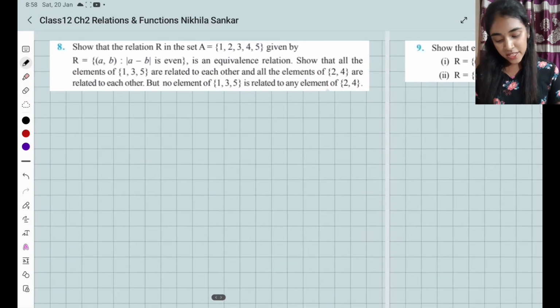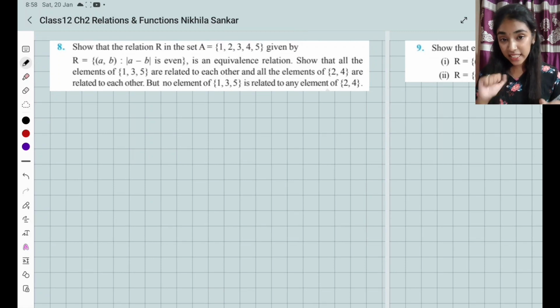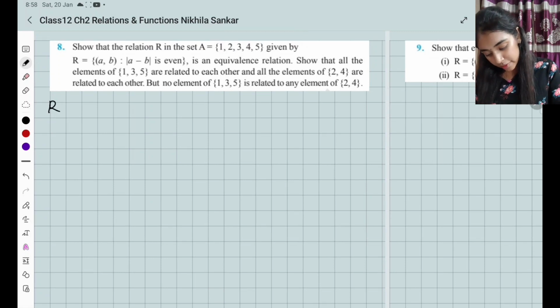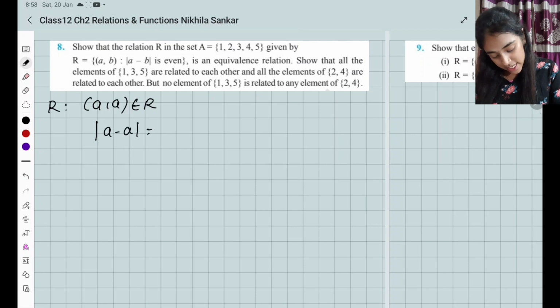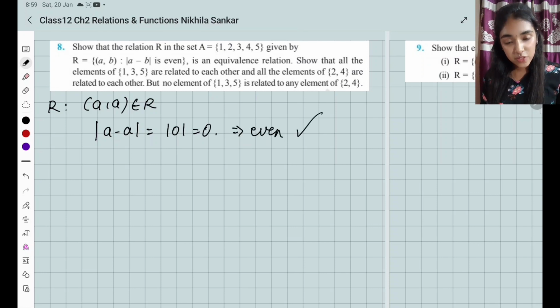Question number 8. Show that the relation R given by |a − b| is even is an equivalence relation. What does that mean? Reflexive means you have (a, a) belongs to R. So |a − a| is equal to |0|, which is 0. So this is an even number. So obviously (a, a) belongs to the relation, which makes it reflexive. So reflexive is proved. Now symmetric.